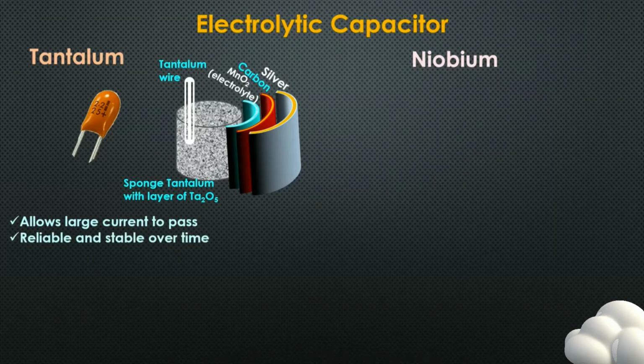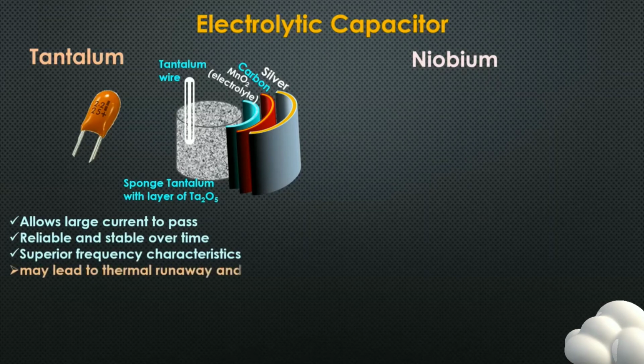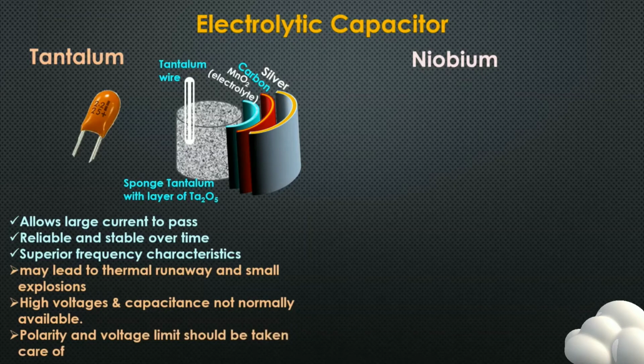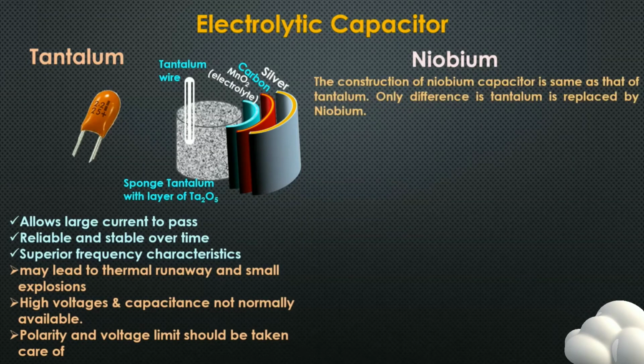The basic characteristics of tantalum electrolytic capacitors: they allow large current to pass, are reliable and stable over time, and have superior frequency characteristics. But they also have disadvantages, which may lead to thermal runaway and a small explosion if the polarity is not proper. High voltage and capacitance are not normally available, and polarity and voltage limit should be taken care of. Of course, when you connect it in the circuit, this has to be taken care of for all electrolytic capacitors.